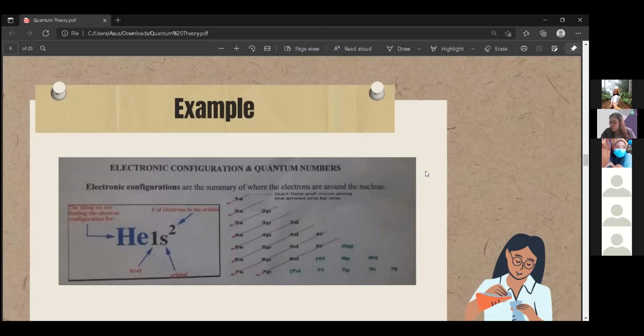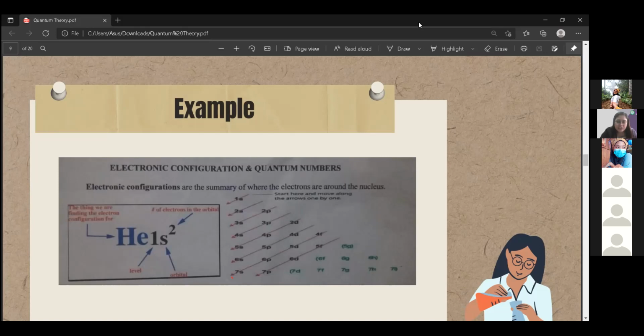Di ba, ang period ay yung horizontal na grouping sa periodic table. Kung titingnan ninyo ang periodic table, meron tayong 7 na period, which means meron tayong 7 na energy shell. So that is the reason why we place these electron subshells up to 7. Again, we have 7 periods, so we have 7 energy shells.